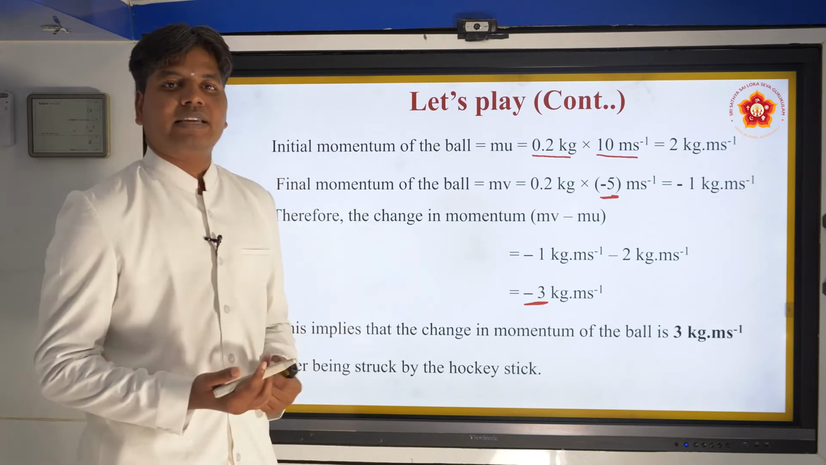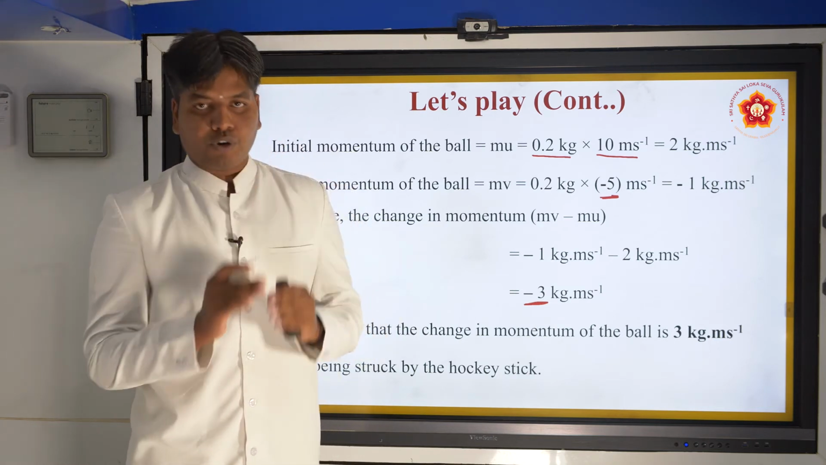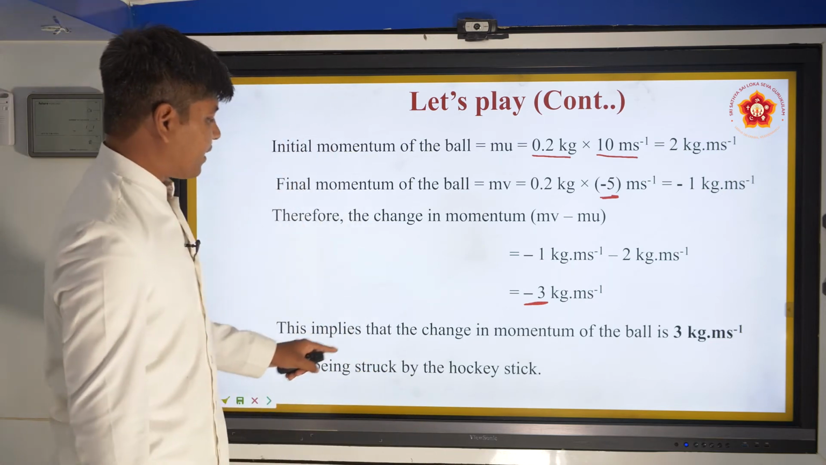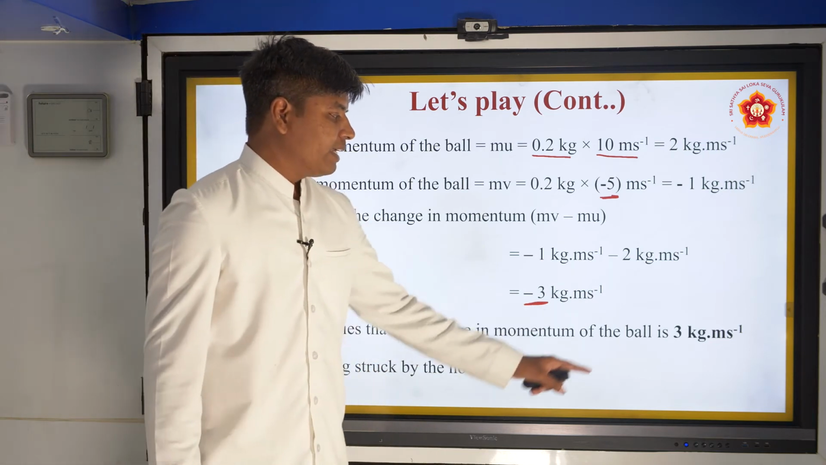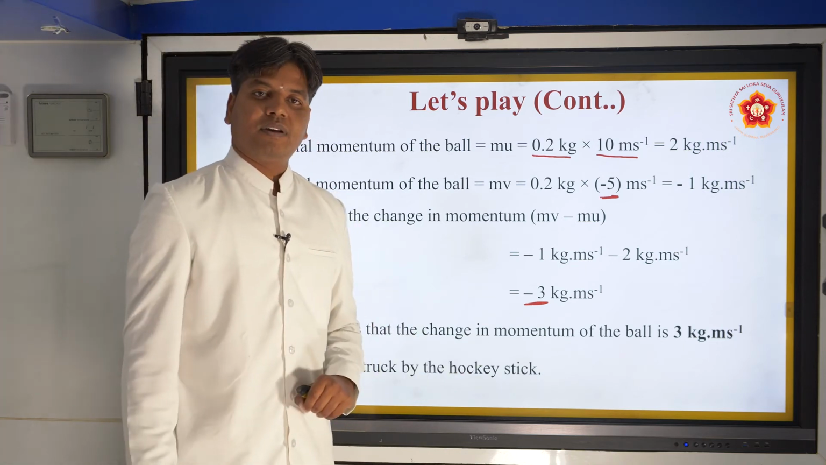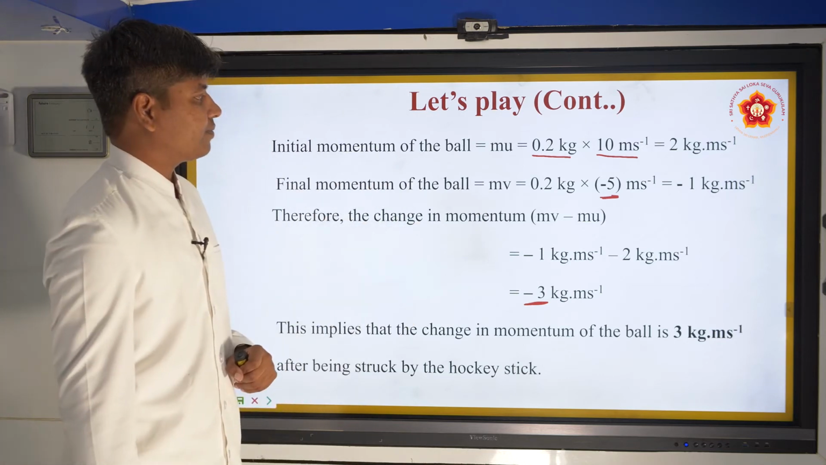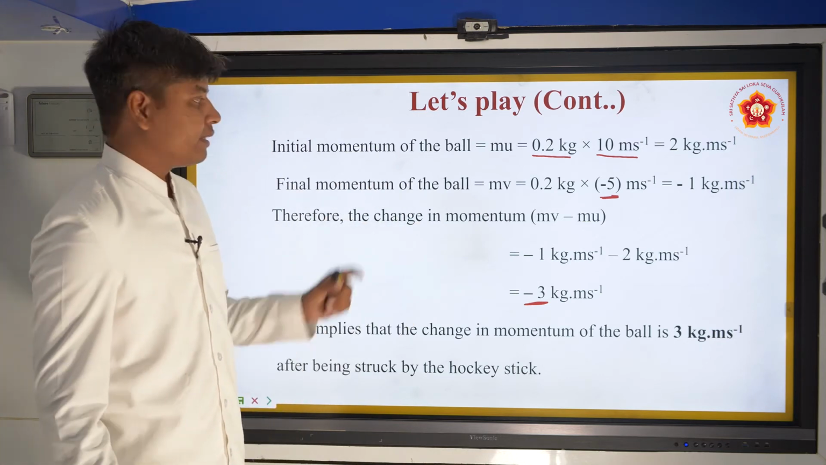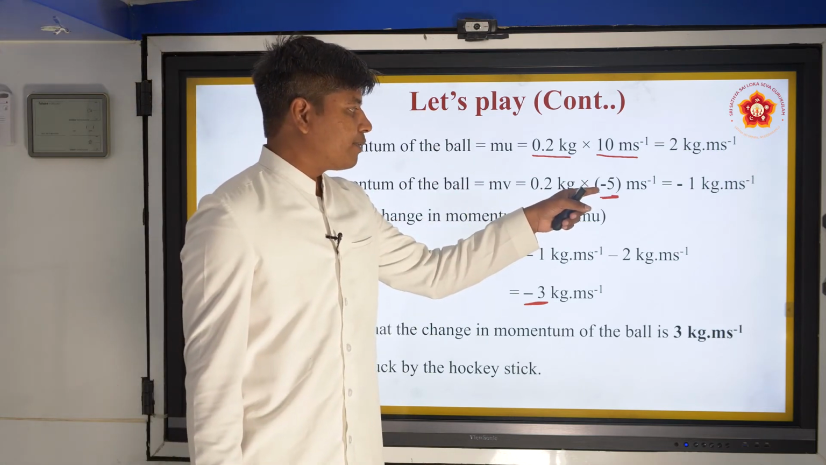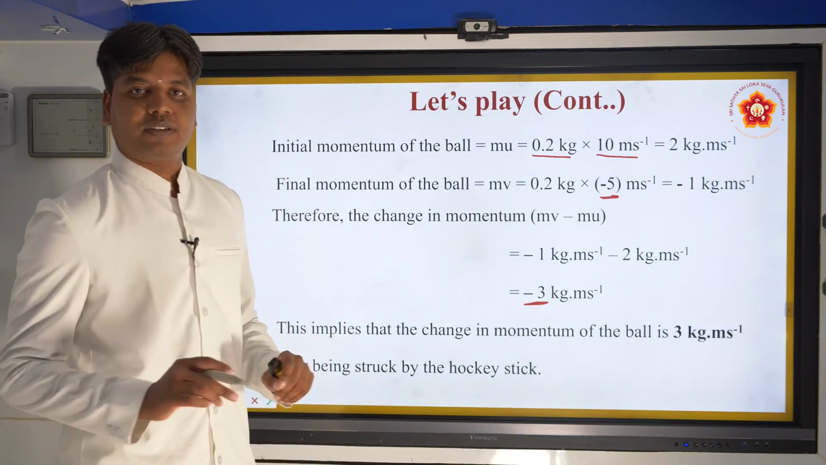So as long as the change in momentum is concerned, we only focus on the magnitude of 3. Alright. So this implies that the change in momentum of the ball is 3 kg meter per second after being struck by the hockey stick. So this answers your third question. The main part I told is the sign convention. Had you taken here 5, what it becomes? It becomes plus 1 and all the answer will change. So that is not a good practice.